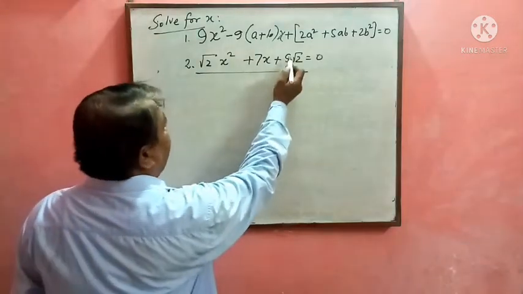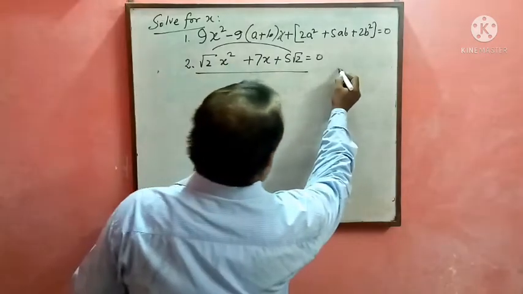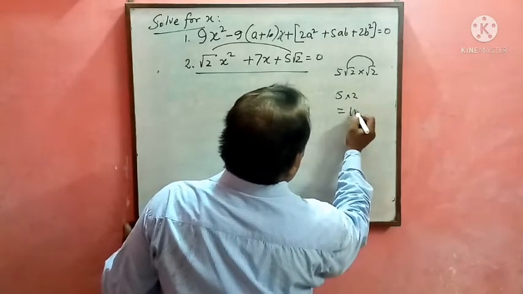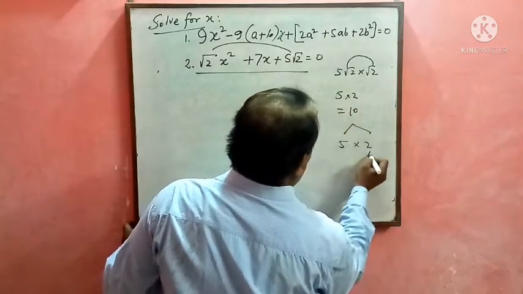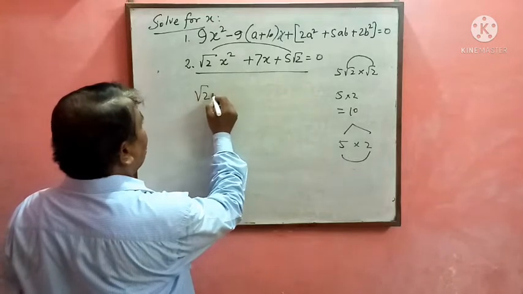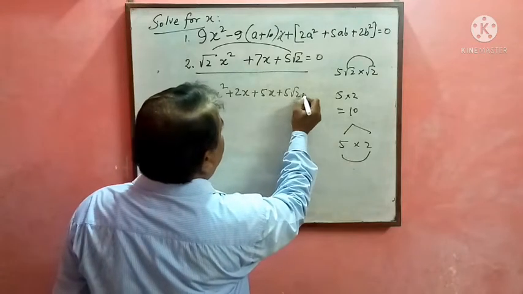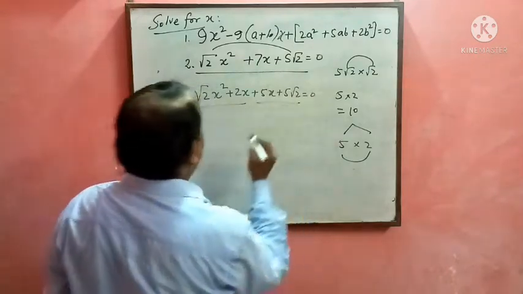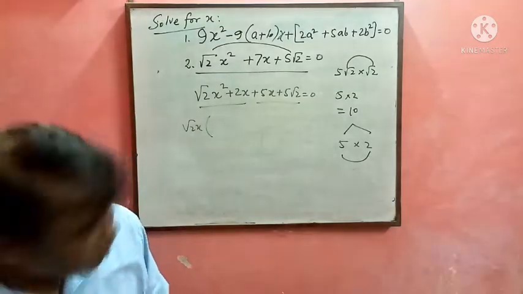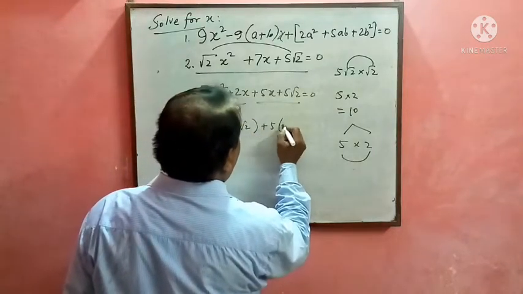Okay. Now this one again, middle term splitting, I will go root 2 into root 2. If you don't know, you come here. Now the root 2 into root 2 is 2, 5 into 2 this is 10. If I factorize, this is 5 into 2 and 5 plus 2 will give me 7. So it is root 2 x square plus 2x plus 5x plus 5 root 2 is equal to 0. Now you take common this. Here root 2x, if you take root 2x common, so definitely this will be x plus root 2 and this is 5, this is x plus root 2.